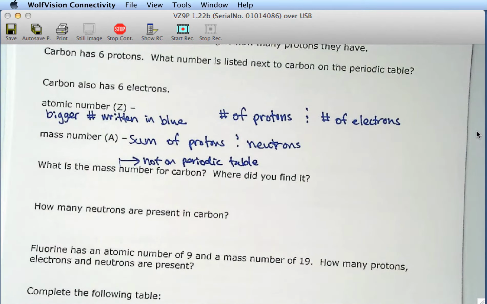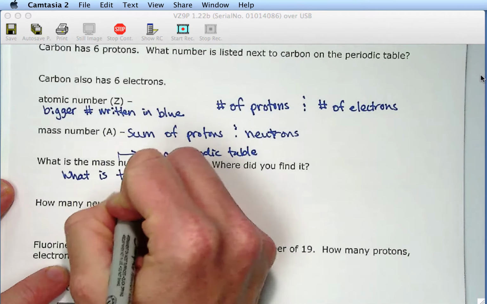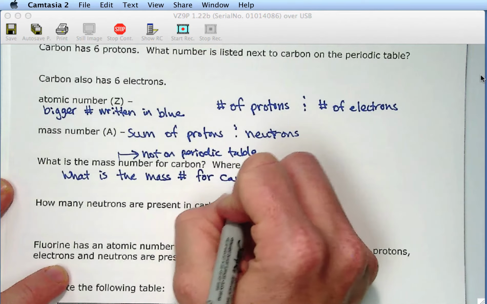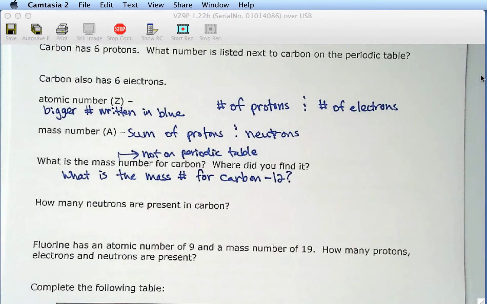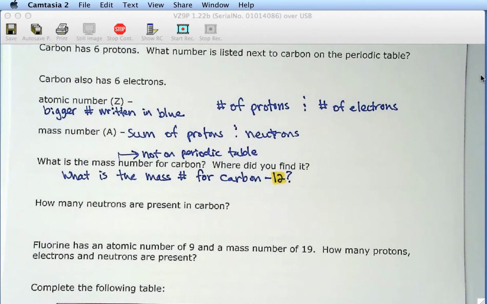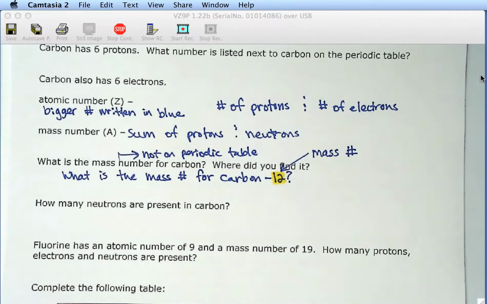So this question should say, what is the mass number for carbon 12? But then you say, well, what does that 12 mean? That 12 is the mass number. And it has to be given to you.